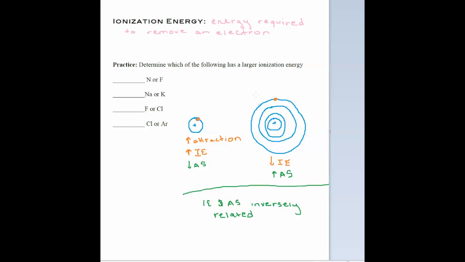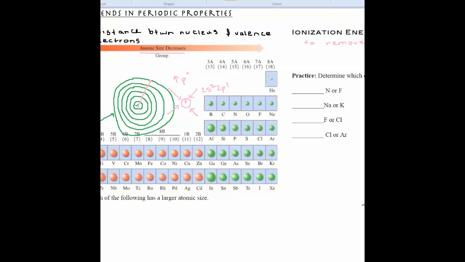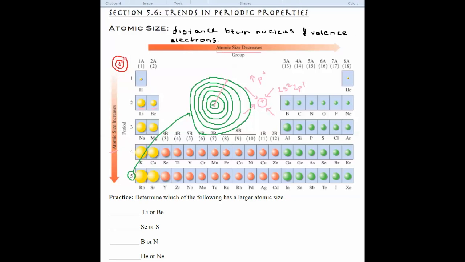So I'm going to go back right now. Let's go back to this periodic table. Okay. And let's plug in here the trend for ionization energy. So as you move down a group, your atomic size increases. When your atomic size increases, that means your ionization energy decreases. As I move across a period, when my atomic size decreases, that means my ionization energy increases.